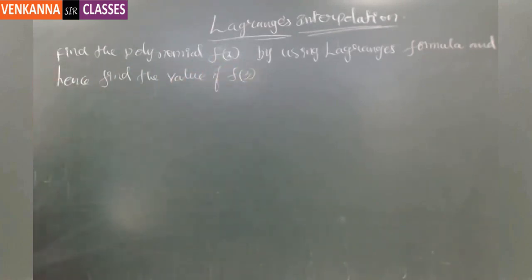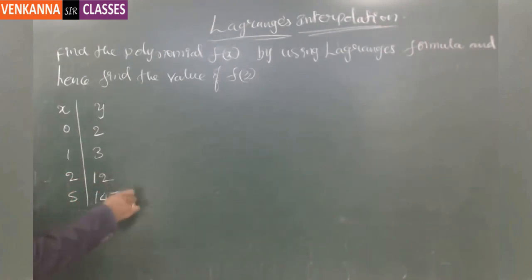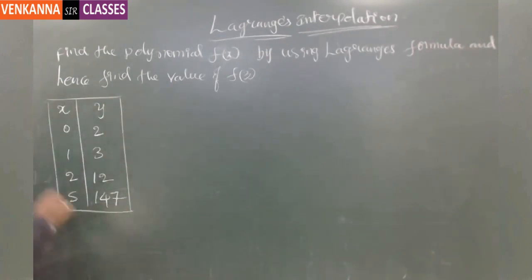Now the data points are x and y: 0, 2; 1, 3; 2, 12; 5, 147. So these are the data points now. For these data points we need to find a polynomial.